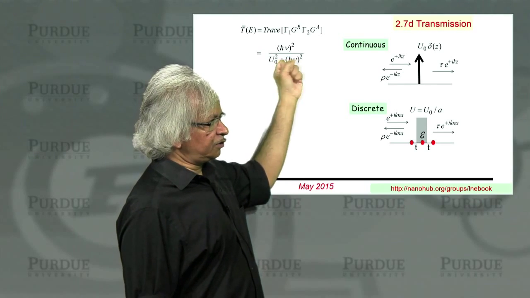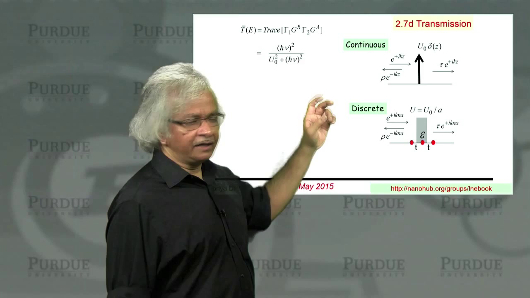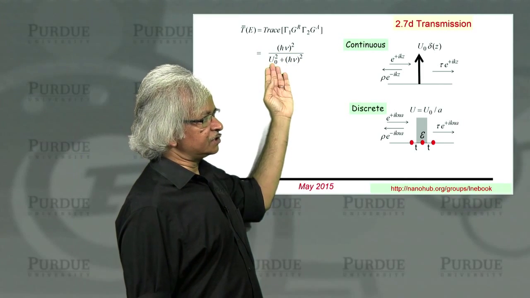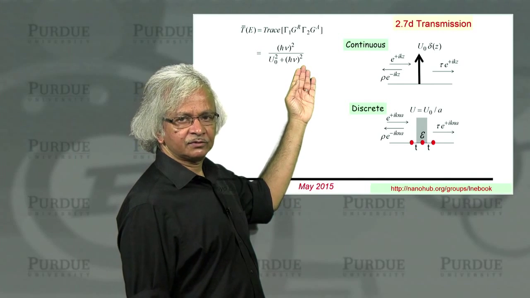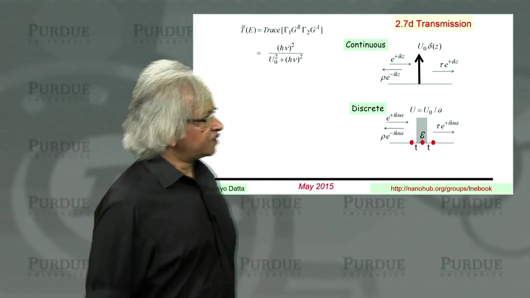That is, you'd obtain for transmission through a scatterer, which is given by (h bar v) squared divided by u0 squared plus (h bar v) squared. So how do you do that? Using the Green's function method?